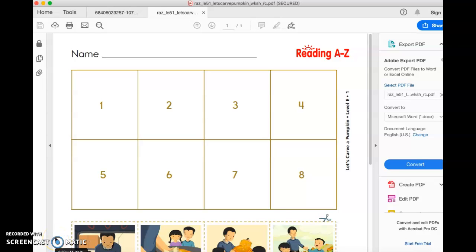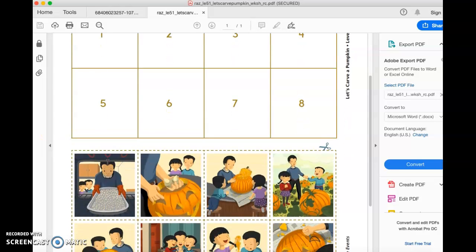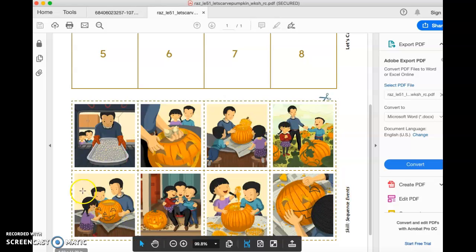Hi everyone. For my two tools that I use in my classroom that I'm going to be looking at, one of them is a sequencing cut and paste. For example, it's a worksheet that the students would be getting. We read a story about carving a pumpkin. As you can see on the bottom, there's all the pictures that go with it.